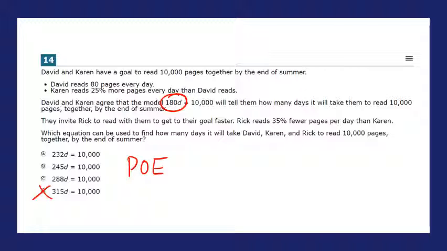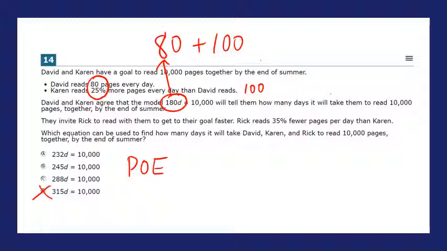So what I know is David reads 80 pages, and Karen reads 25% more than David. So 25% of 80 would be 80 times 0.25, which would be 20, and that means that Karen reads 100 pages per day. So she reads 25% more than David. She reads 100 pages a day. Now I see where they got the 180. They just added the amount of pages that they read.